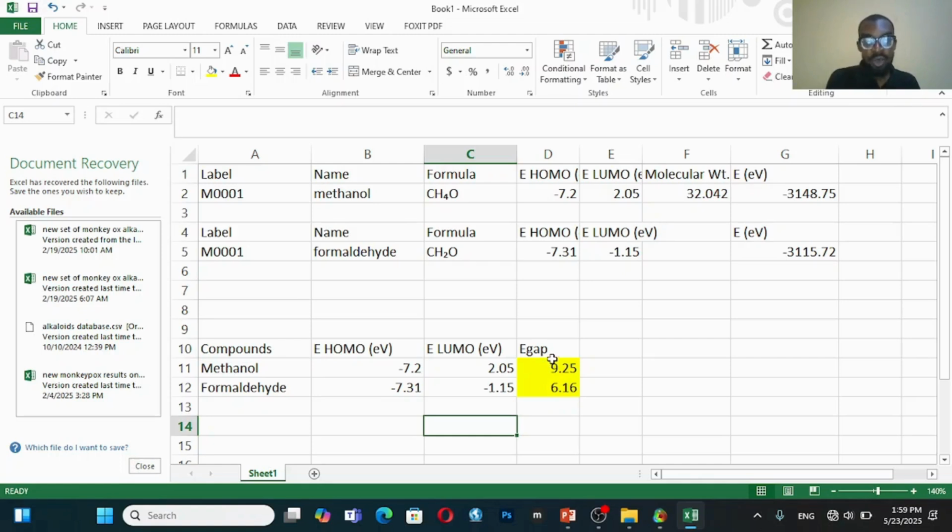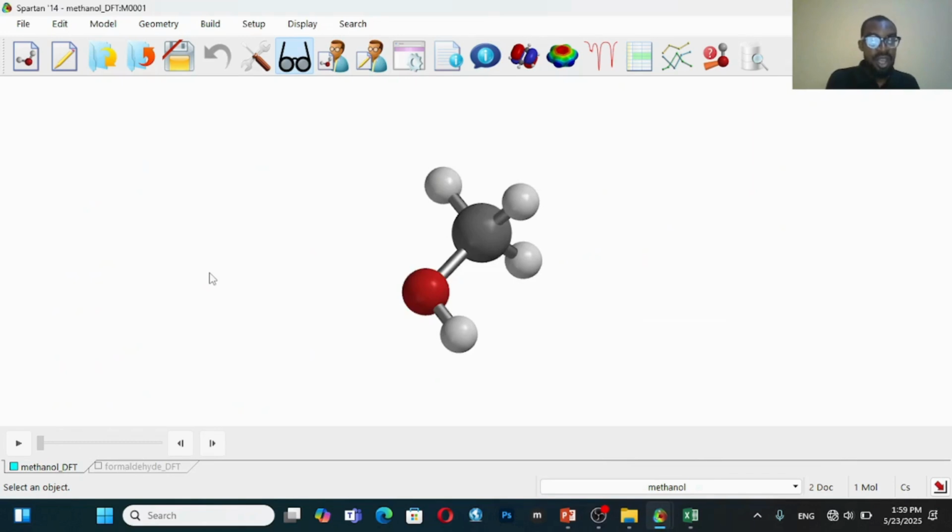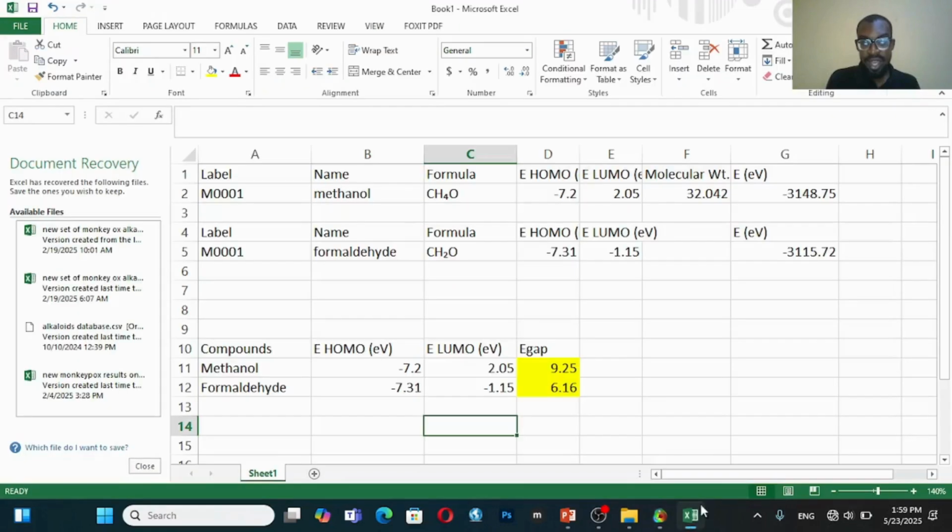So first of all, like I told you, DFT helps us to calculate the energies of systems. The first thing we did was carry out optimization using molecular mechanics. Then we carried out the density functional theory method, and then we calculated the HOMO-LUMO energies, and that's what gave us what we have here. So from this you can clearly see that methanol is more stable than formaldehyde. Also, that implies that formaldehyde is more reactive than methanol.